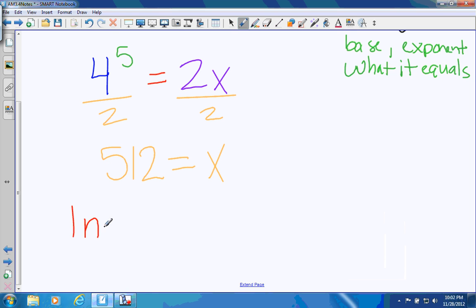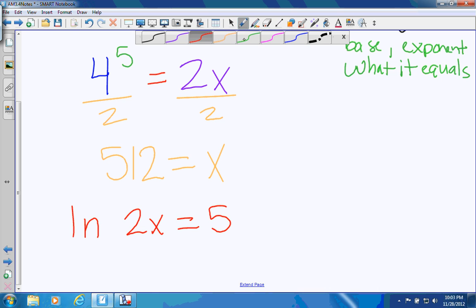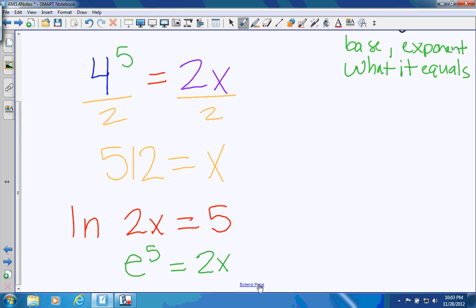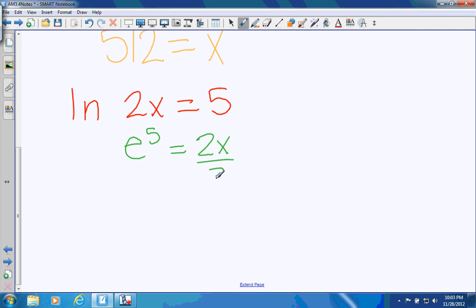If our equation starts out as ln of 2x equals 5, then we would write e to the 5th equals 2x. Still would have to then divide by 2, except now you'd be taking e to the 5th and dividing it by 2, which in this case would be approximately equal to 74.206.